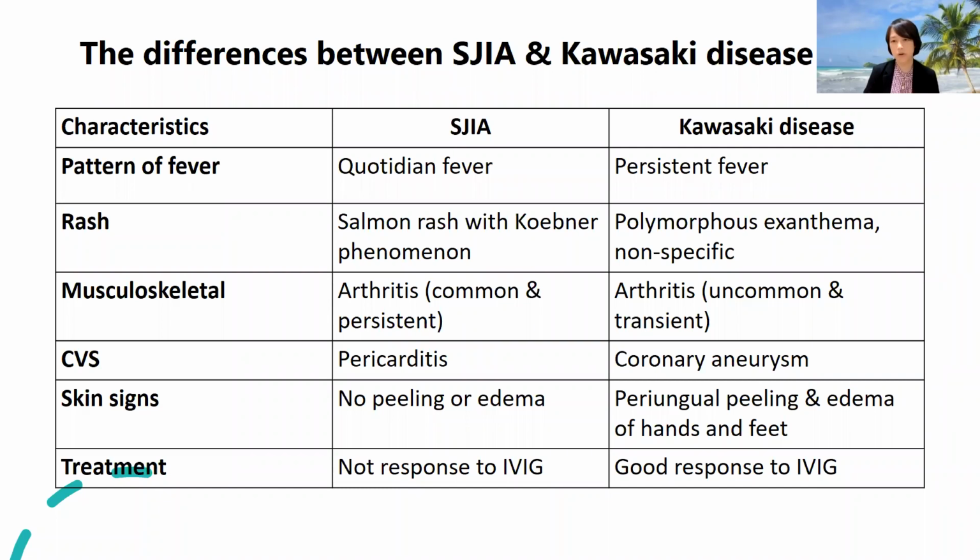But if the patients have coronary aneurysms, periungual peeling, and edema of the hands and feet, and all patients have a good response to IVIG, that's when you should think about Kawasaki disease. Whereas in systemic JIA, we have a good response to steroids, not IVIG.